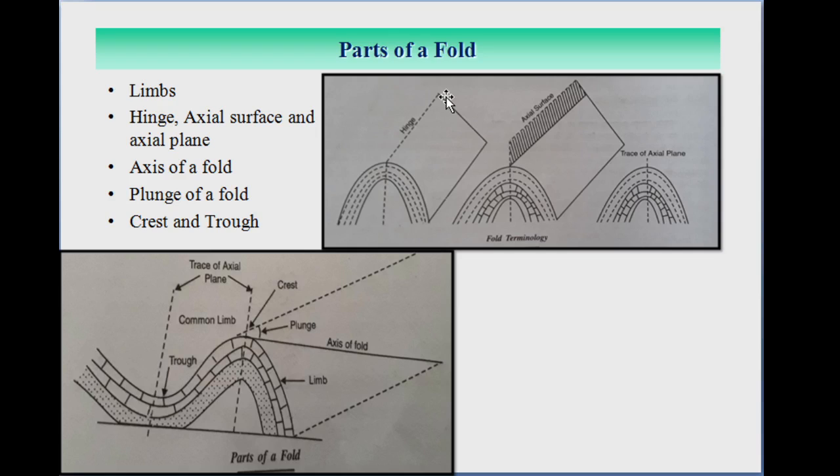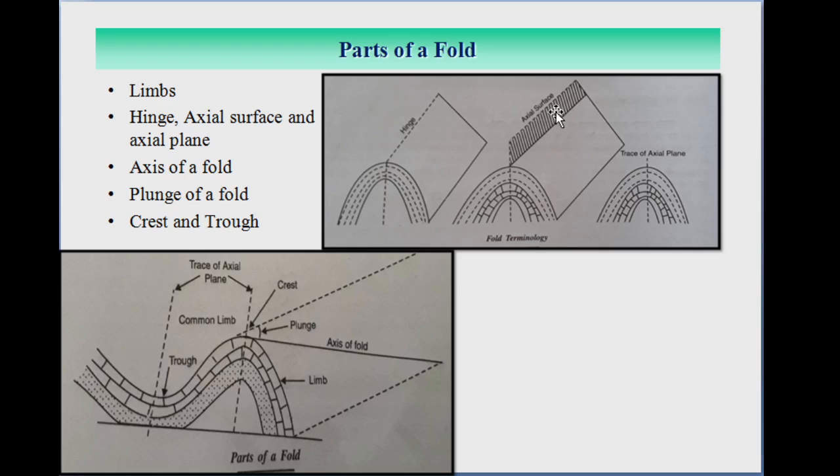When this hinge line is traced throughout the depth of the folded sequence, a surface is obtained which may be planar or non-planar, and this is called an axial surface. In the figure you can see this is an axial surface. Here the hinge line is traced throughout the depth of this folded sequence, and the surface obtained is called an axial surface. This axial surface may sometimes be planar or may be non-planar.